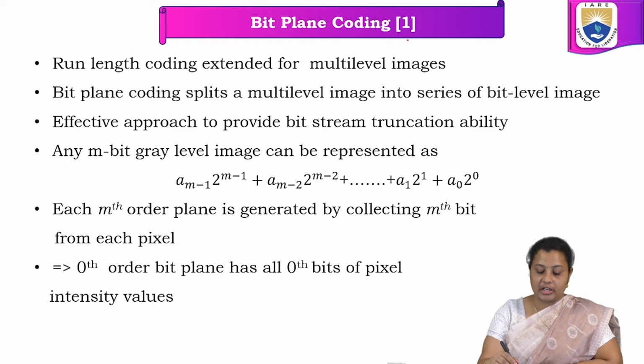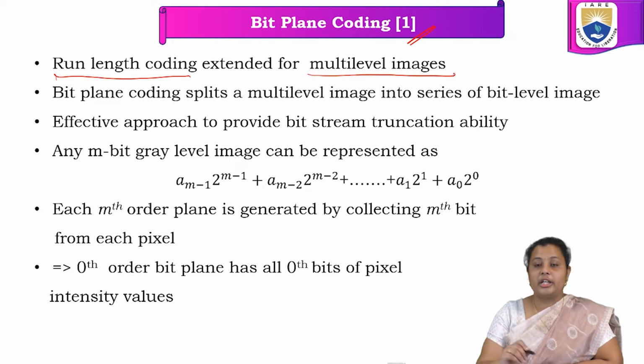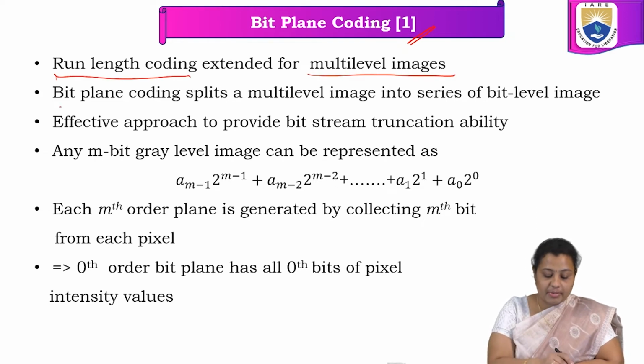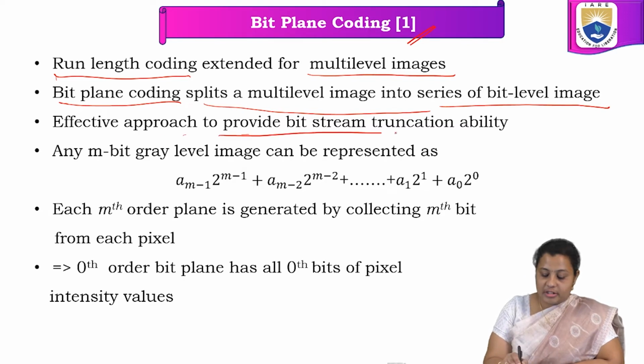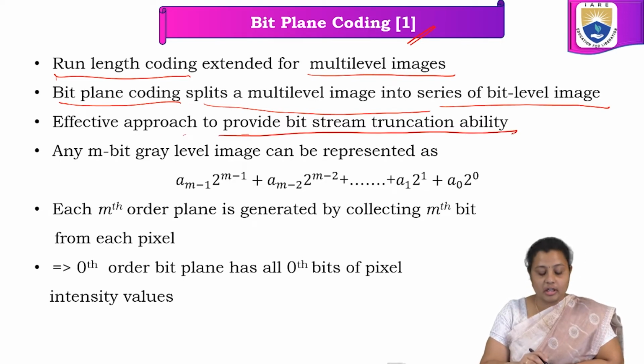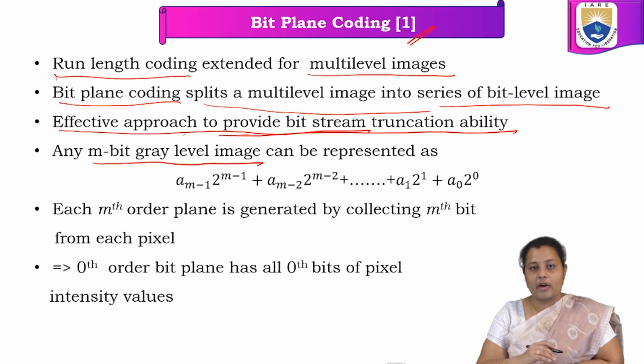One other technique is bit plane coding. What does bit plane coding mean? Run length coding is extended for multiple level images. Bit plane coding splits a multi-level image into a series of bit level images. It has bit stream truncation ability, so that is an effective approach to provide a bit stream. Previously we saw it for a binary image. Now if we have an m-bit gray level image, how do we do the coding? We use the bit plane coding technique.